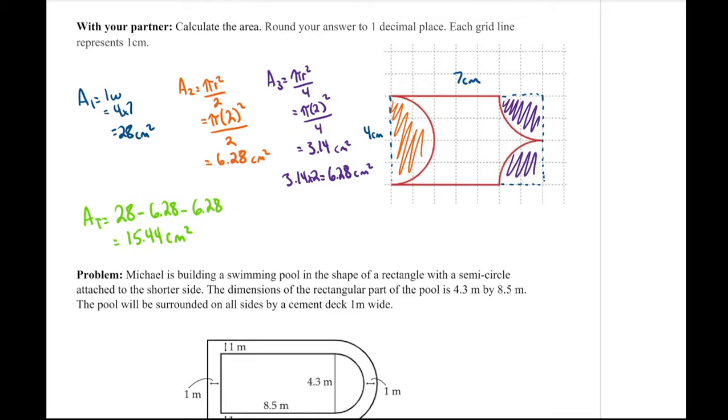So you may have recognized that these sections that we're cutting out add up to a full circle. So rather than, again, calculate the individual parts, you could just take away the full circle. But in the end, you should get an area of 15.44 centimeters squared.